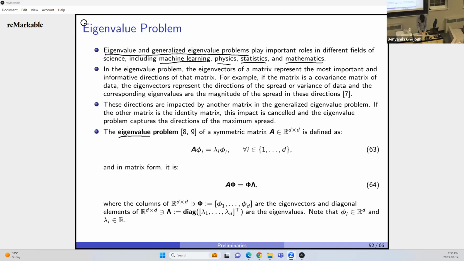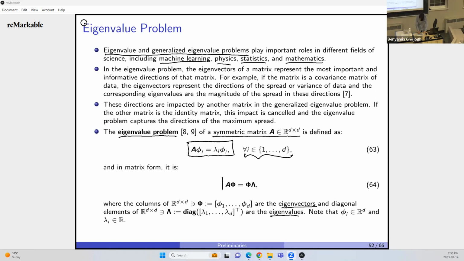The eigenvalue problem of a symmetric matrix A, which must be symmetric, is defined as: A phi_i equals lambda_i phi_i for all i from 1 to D. So the phi_i's are the eigenvectors and the lambda_i's are the scalars, which are the eigenvalues. Eigenvectors and eigenvalues, and I have D of them because the matrix is D by D.